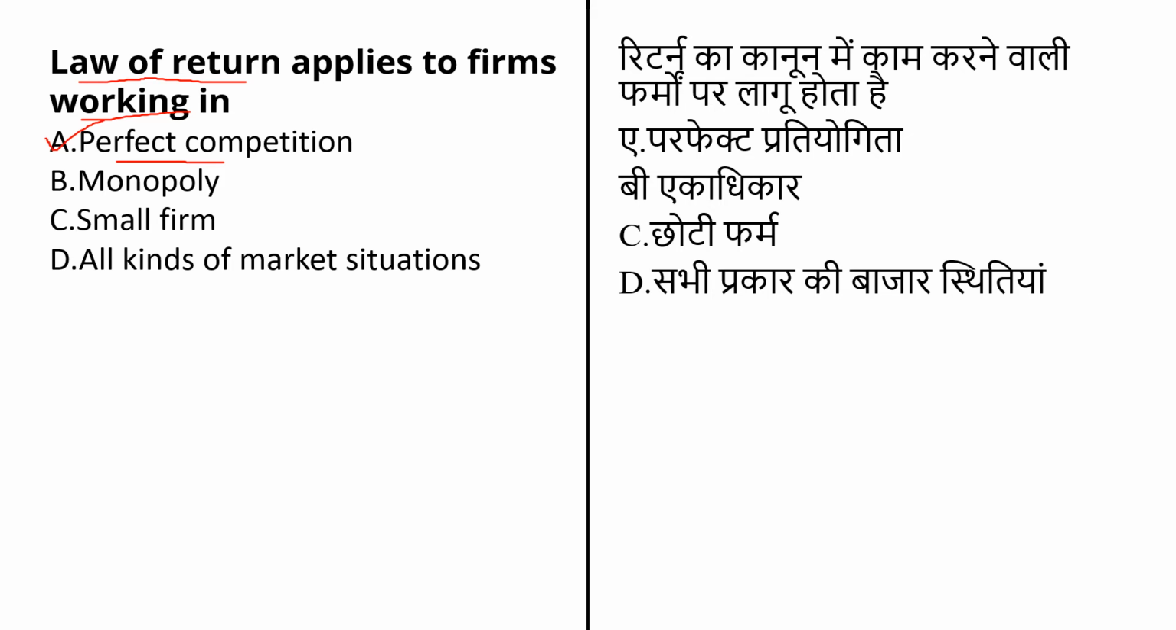Second option is monopoly. In a monopoly there is only one seller who is a price maker and not a price taker, who sets the price. Third option is small firm, and the last option is all kinds of market situation. The law of returns applies to the firm working in all kinds of market situations. A firm's production function would exhibit different types of returns to scale in different ranges of output. So the answer for this question will be option D, that is all kinds of market situation.